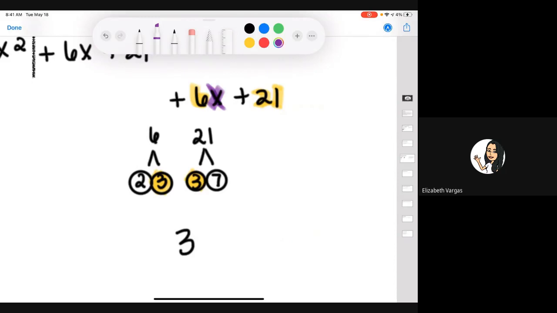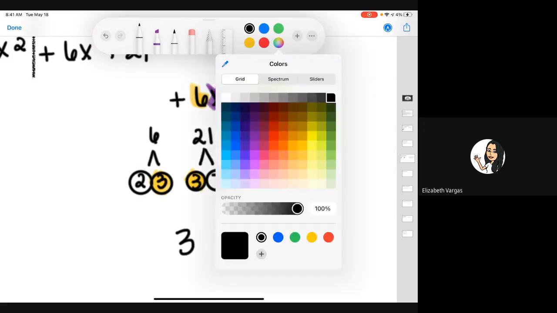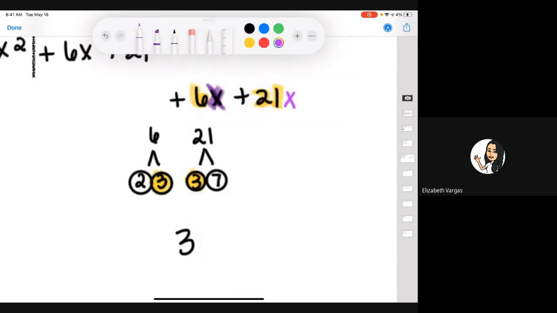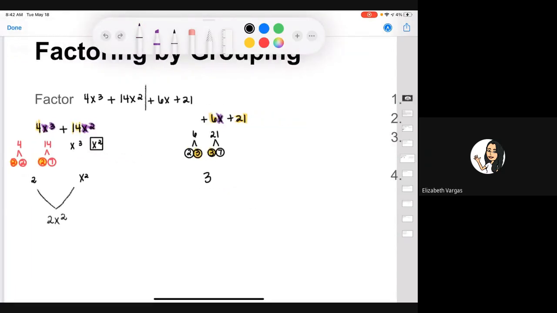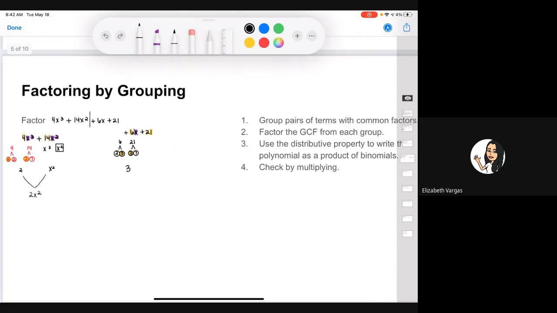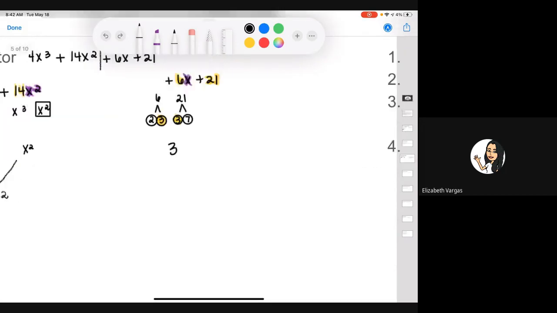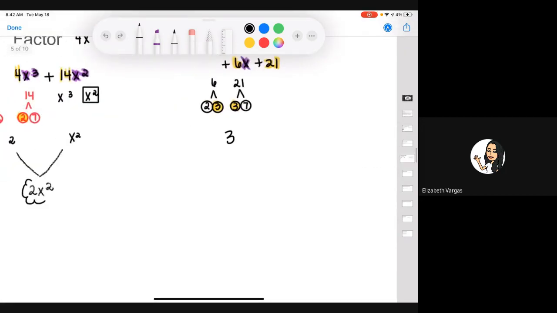We only factor out x's if both of them would have an x. So if this had an x over here, then we would factor it out. But just because only one value has an x, I don't need to factor out anything. So that just leaves me with a factor of 3. Okay, so basically what I've done is I've broken up that polynomial and then found the individual greatest common factors of each of those polynomials. And so right now I'm at 2x squared and 3. So how do I put that together?